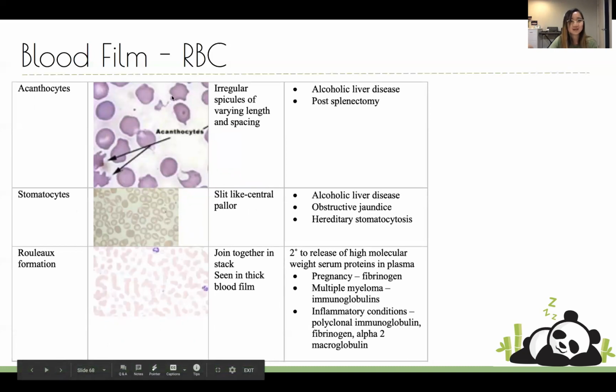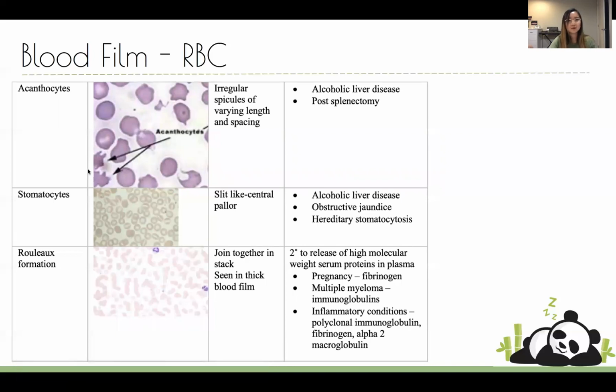Acanthocytes are these guys, just weird shapes. They've got spicules, and you see them post-splenectomy and in alcoholics. Stomatocytes have a slit-like pallor in the center, and that's due to alcoholic liver disease. And then rouleaux formation is huge long chains of red blood cells, in stacks. That's usually due to high molecular weight serum proteins in plasma, classically due to multiple myeloma and pregnancy, but you can also get it in other things.